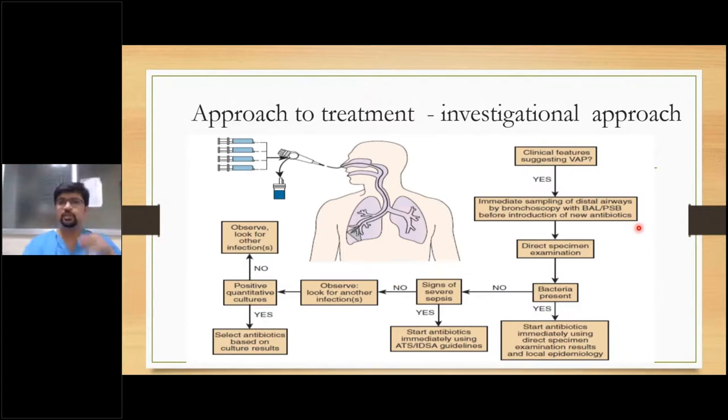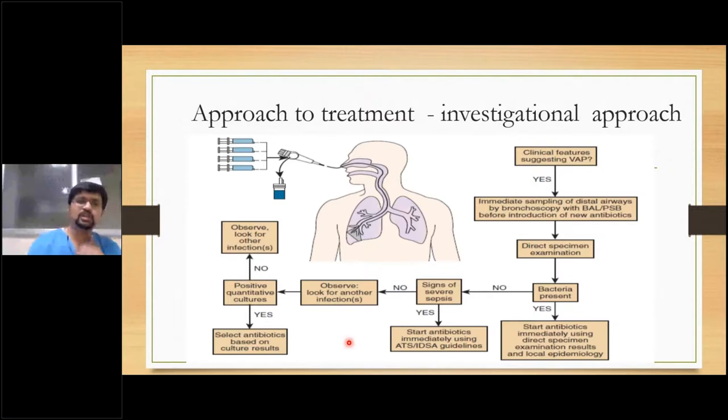Immediately after you take it, do direct specimen examination. After you see the direct specimen examination, if bacteria is present, characterize the bacteria as gram-positive, gram-negative, rods, cocci or bacilli. Based on that, start antibiotics immediately using direct specimen examination results and local epidemiology. If bacteria is not present, if signs of severe sepsis are present, then definitely continue with the antibiotics immediately using ATS or IDSA guidelines. If there are no signs of severe sepsis, observe or look for another infection.